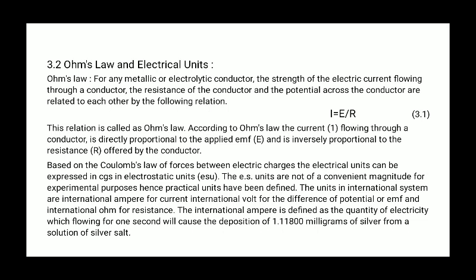Based on Coulomb's law of force between electric charges, the electrical units can be expressed in CGS as the electrostatic unit, ESU. The ES units are not of a convenient magnitude for experimental purposes. Hence, practical units have been defined. The units in the international system are the international ampere for current, the international volt for difference of potential or EMF, and the international ohm for resistance. The international ampere is defined as the quantity of electricity which, flowing for 1 second, will cause the deposition of 1.11800 milligram of silver from a solution of silver salt.